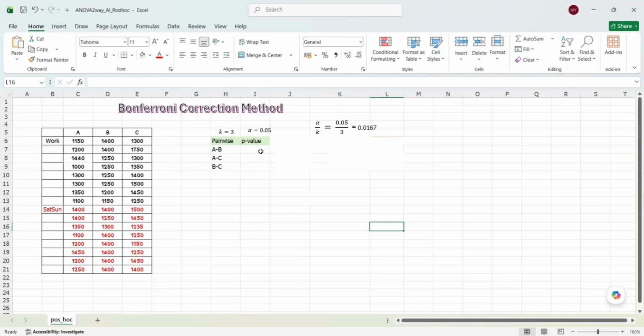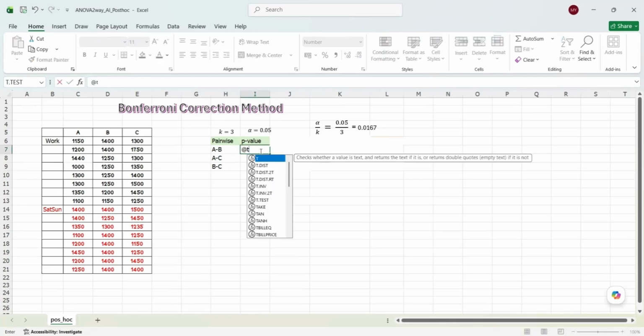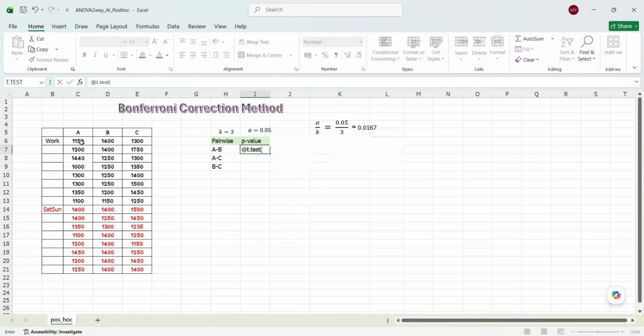We will use the t-test two-sample equal variance to find the p-value by using the Microsoft Excel formula T.TEST, bracket, range of A, range of B, and 2 and 2. The first number 2 means a two-tailed t-test. The second number 2 means equal variance. Then we find the p-value equal to 0.168. We use the same formula with the pair A and C.